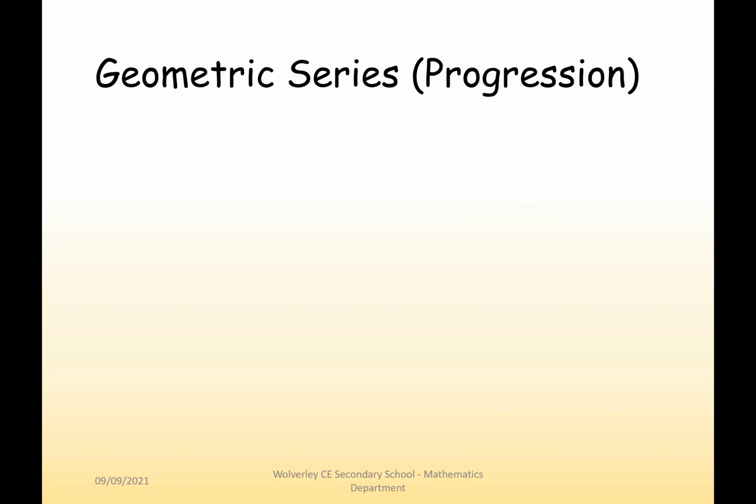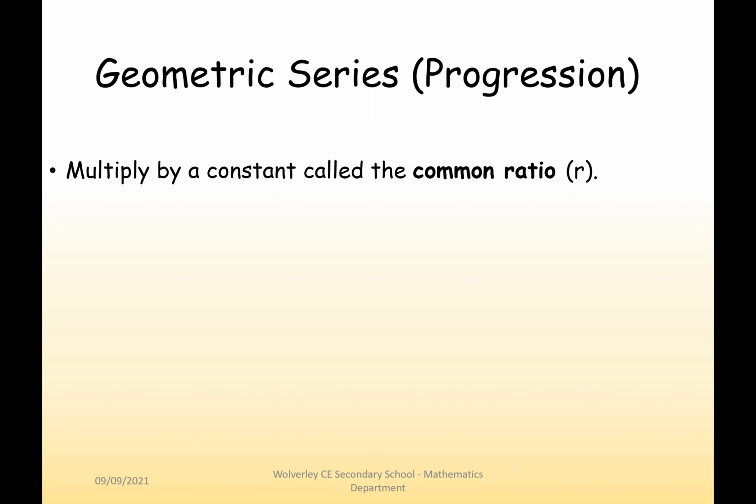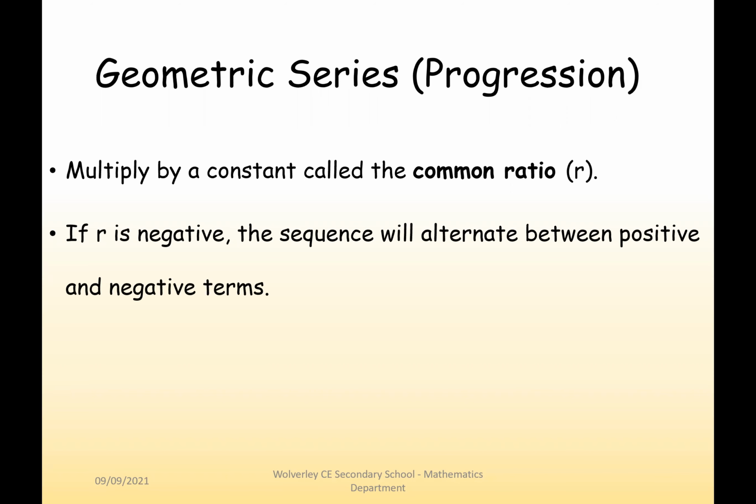So first of all, what is a geometric series, a geometric progression? It is a series where the next term is the previous one multiplied by a constant. This constant we call the common ratio r, and it's the same throughout the whole series. If r is negative, then the sequence is going to alternate between positive and negative. For example, if we have the first term as 2 and r is -1, then each time we're just multiplying by -1. So it'll be 2, -2, 2, -2, and so on.